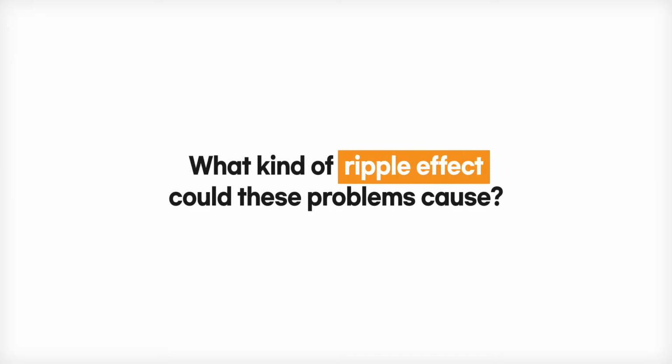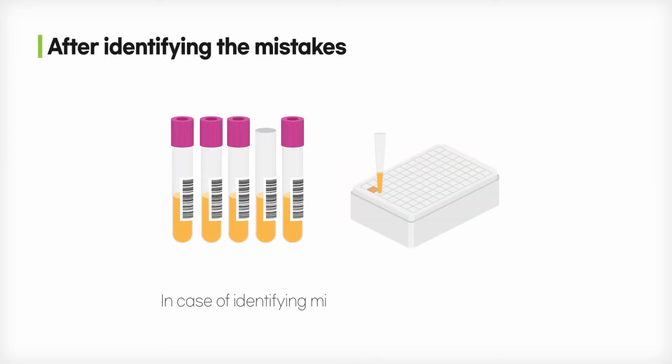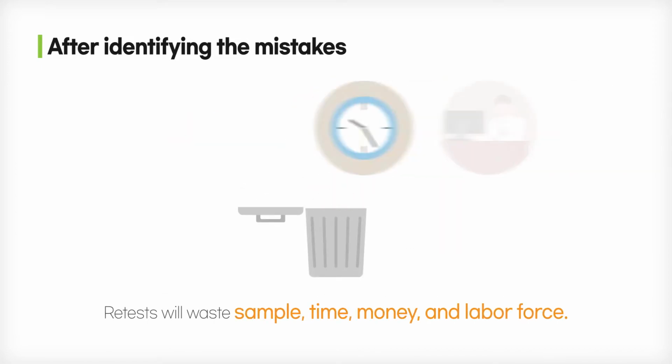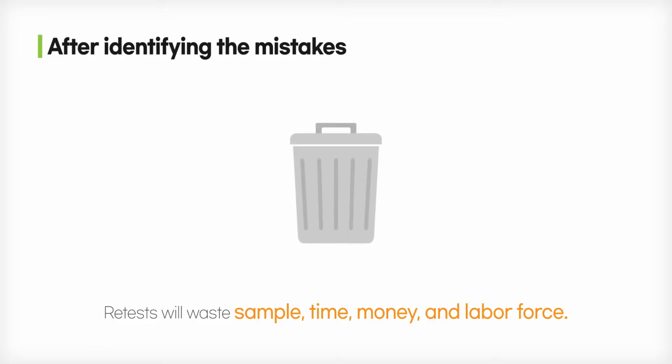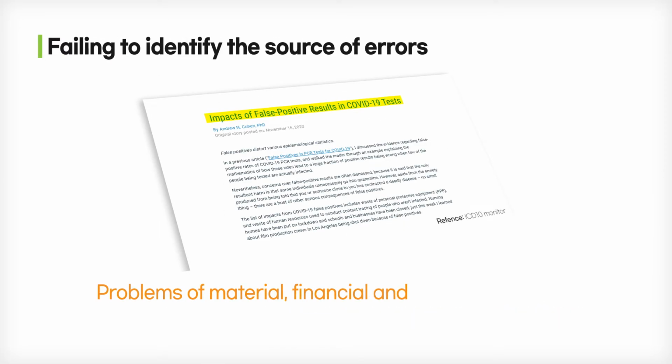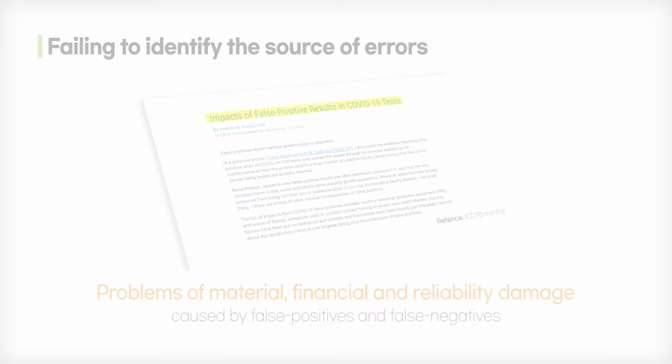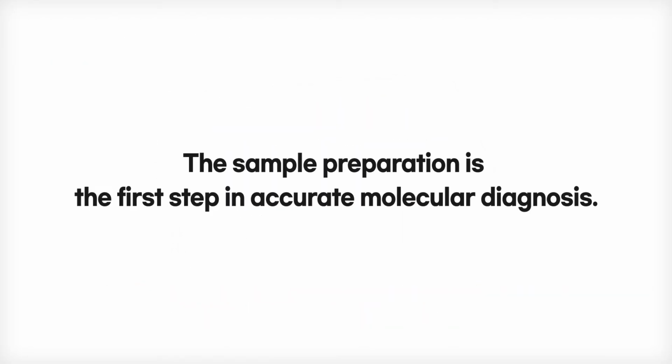What kind of ripple effect could these problems cause? After identifying mistakes in the loading step, retesting will waste the sample, time, money, and labor force. If the mistakes cannot be identified, the false positive or false negative will damage the finance and reputation. The sample preparation is the first step in molecular diagnosis.